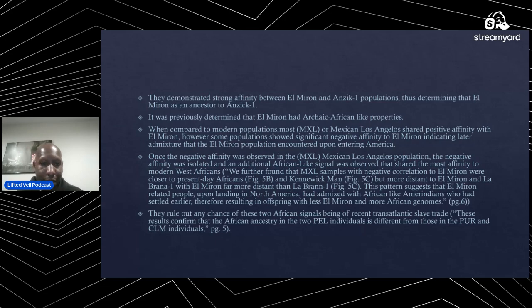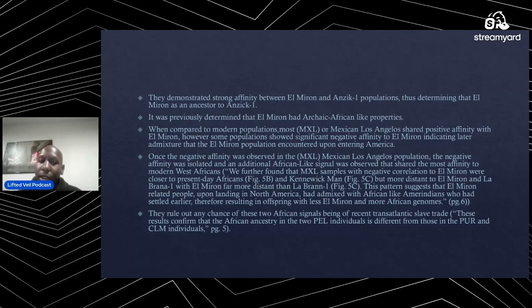So I'm going to repeat that. We further found that the Mexican Los Angeles samples with negative correlation to El Moran were closer to present-day Africans in Kennewick Man, but more distant to El Moran and Lagoa Santa 1, with El Moran far more distant than Lagoa Santa 1. This pattern suggests that El Moran-related people upon landing in North America had admixed with African-like Amerindians who had settled earlier, therefore resulting in offspring with less El Moran and more African genomes. Again, this is on page 6.